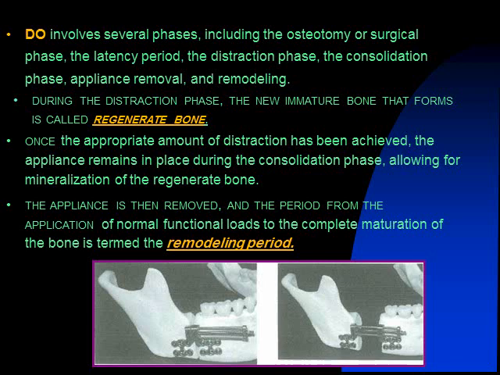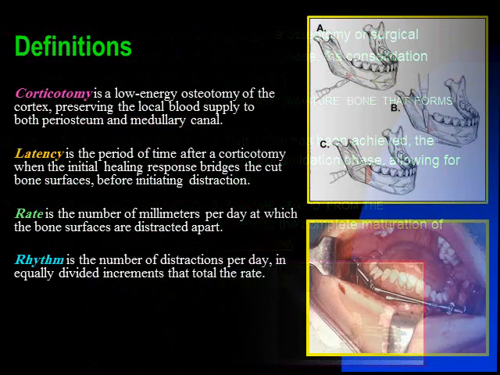So by this gradual application of force which stimulates the formation of new bone, the new bone formed in the gap between the two sides is called the regenerate bone. After this regeneration, we have to leave the distraction device in place until complete calcification and remodeling of the bone in between, to be able to withstand the normal forces.